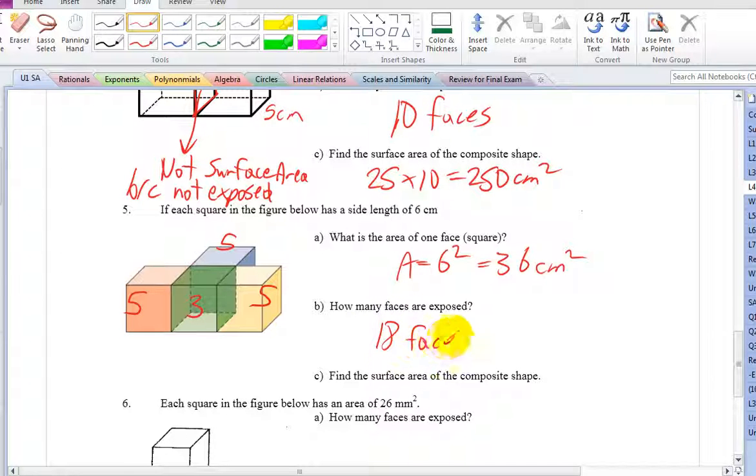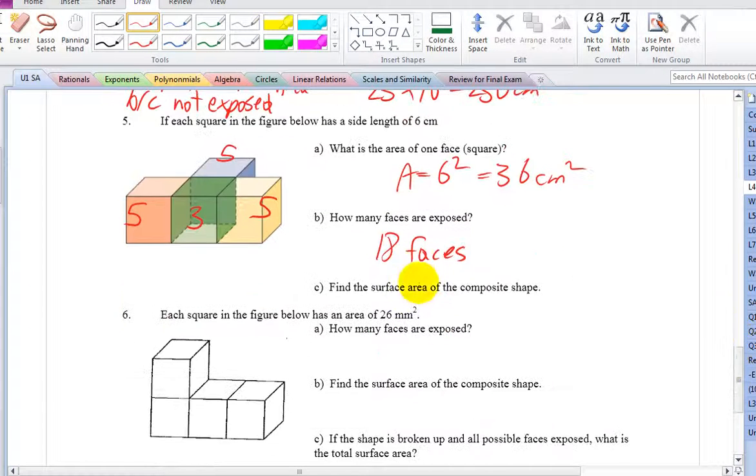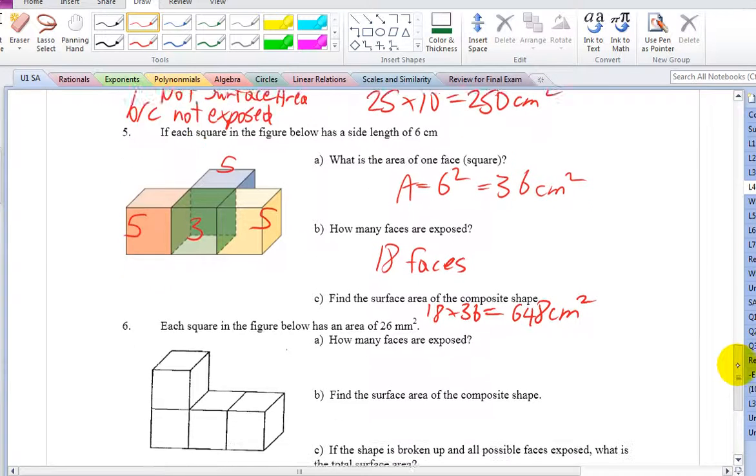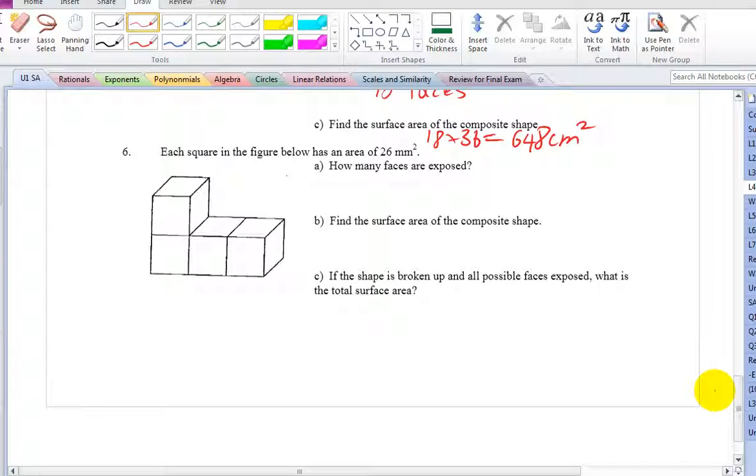Okay. Good. 18 times 36. 648. Hands up, you got that. All right, next one, go for it. Very similar, okay? Don't get tricked by the trick, though. It's in the first sentence.